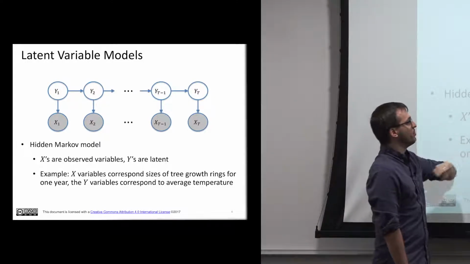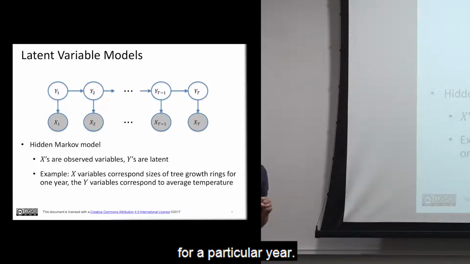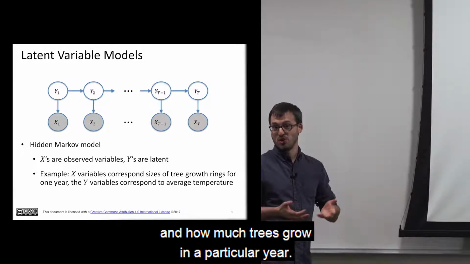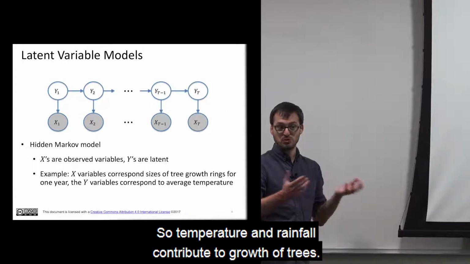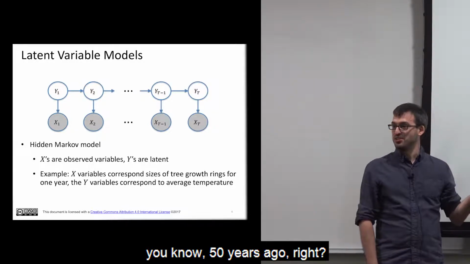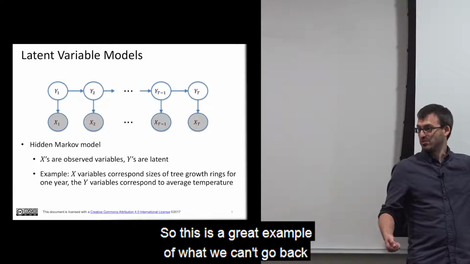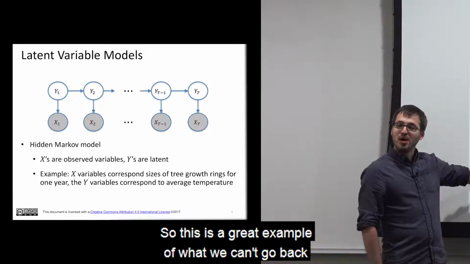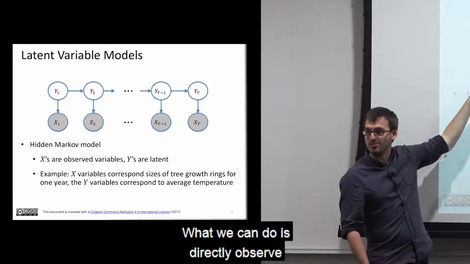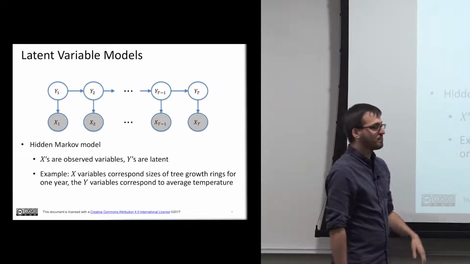So here's a good example. Suppose we wanted to estimate the average temperature for a particular year. It turns out that there's a correlation between average temperature and how much trees grow in a particular year. So temperature and rainfall contribute to growth of trees. We can't go back in time and measure the average temperature 50 years ago. But what we can do is cut down a bunch of trees and see how much they grew over time. So this is a great example of where we can't go back and observe these latent variables y corresponding to the temperature. What we can do is directly observe the size of the growth rings.